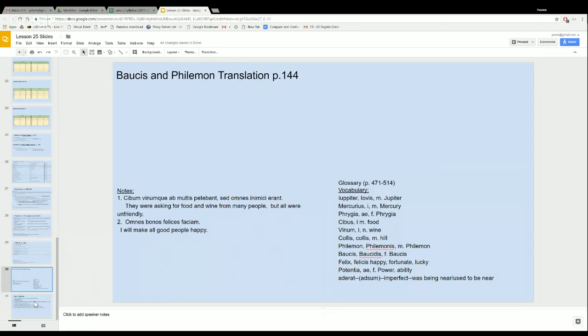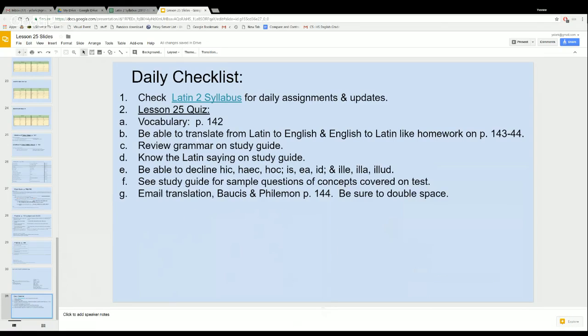Okay? All right, lesson 25 quiz. So again, the vocabulary right there on page 142. We're going to have some sentences from Latin to English, English to Latin, just like your homework. Obviously, the grammar questions will be on your study guide. So I'm probably thinking some questions on ablative of time. You might be seeing that. Your Latin saying, be able to decline hic, haec, hoc, is, ea, id, and ille, illa, illud.